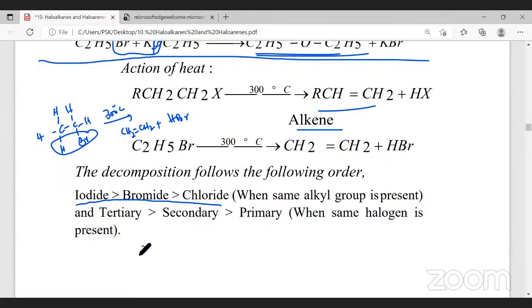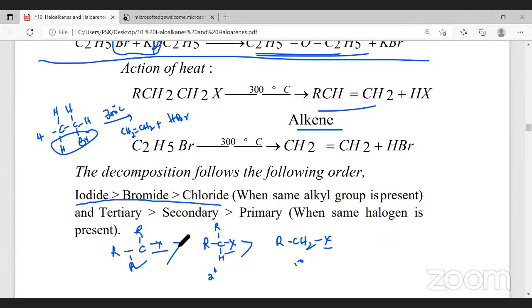What does it mean? Tertiary alkyl halides, R and X, will be more reactive compared to secondary, R, C, R, H, and H. This is secondary, and this will be more reactive compared to primary, when the same halogens are present.